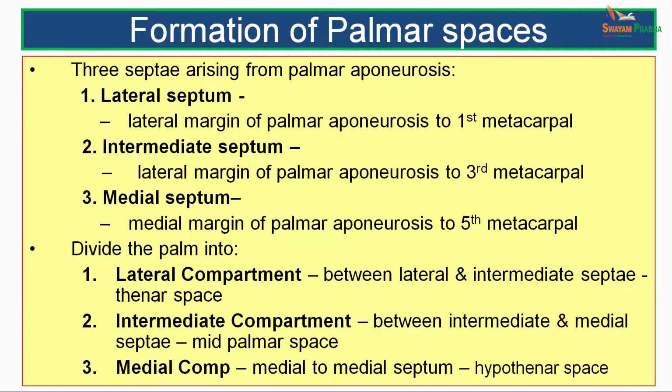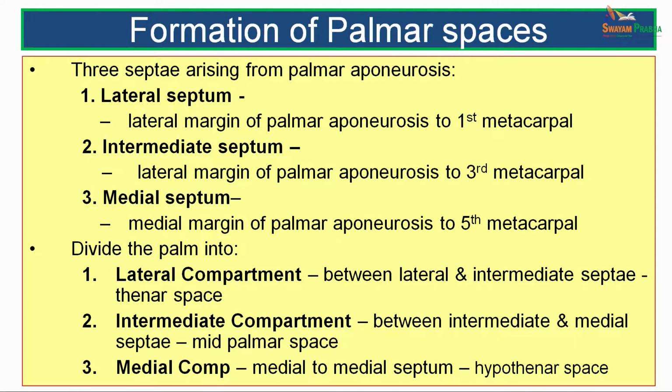Thus it divides the palm into three compartments: a lateral compartment, which is between the lateral and intermediate septae, that is the thenar space; the intermediate compartment, which lies between the intermediate and the medial septae, encloses the mid-palmar space, whereas the medial compartment, which lies medial to the medial septum, is the hypothenar space. Thus, we understand that there are 3 septae and 3 compartments.